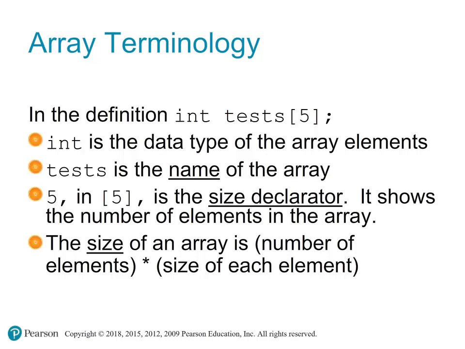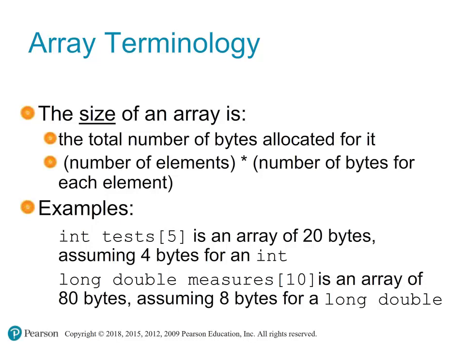The size of the entire array in memory can be calculated as the product of the number of elements and the size of each element. In this example, if an integer occupies 4 bytes, then the array tests would take up 20 bytes, so 5 elements multiplied by 4 bytes each. The size of an array isn't just about the number of elements it contains. It's crucial to consider the data type of those elements as well. The size is actually the total number of bytes allocated for the array.